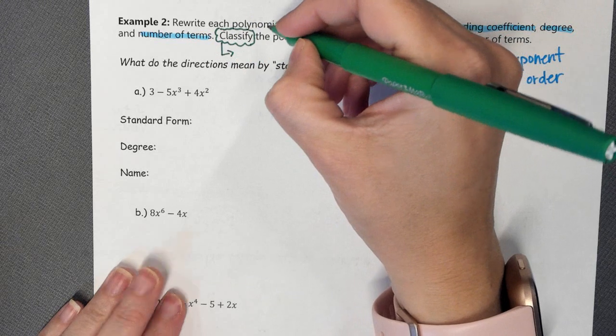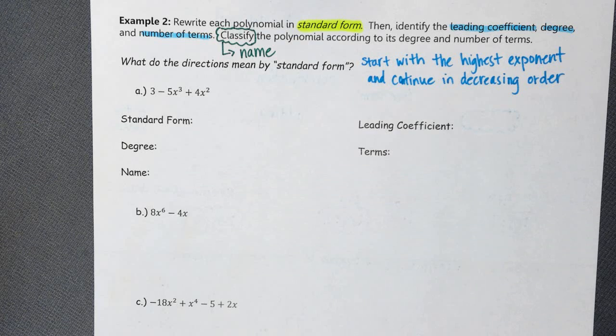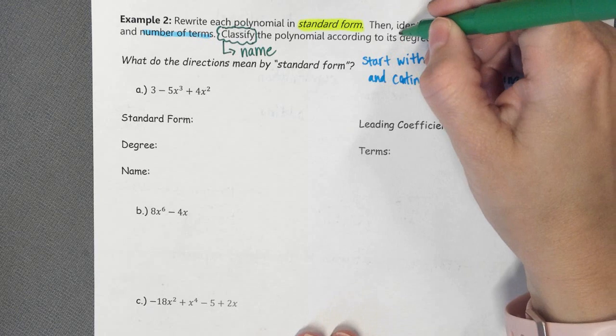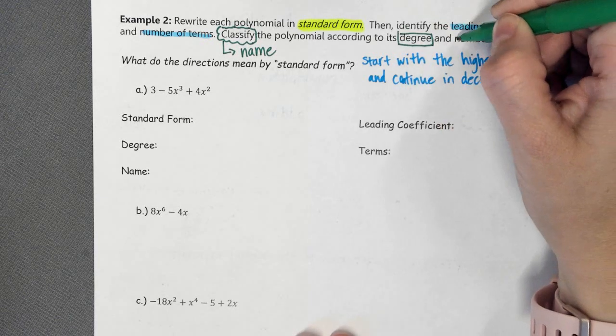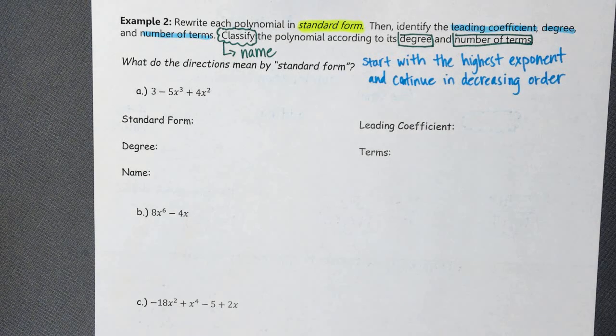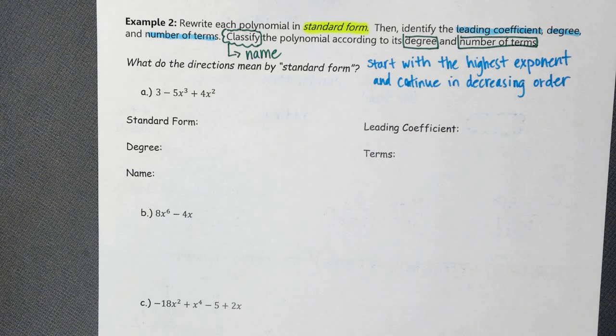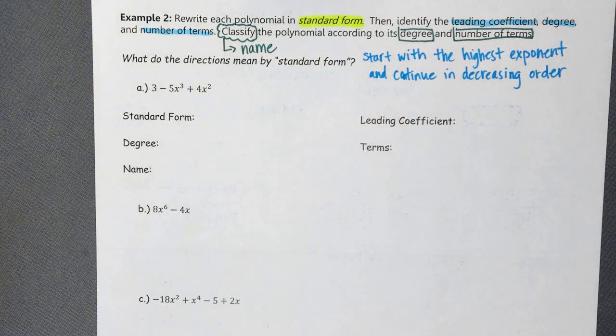So the word classify means you are just going to write their name. Okay, so when you classify, you're just going to write their name according to 2 things: the degree and the number of terms. Okay? So for the first one, I've listed out for you everything that we have to do. So what we're going to do is we're going to write it in standard form. So standard form means you start with the highest exponent.